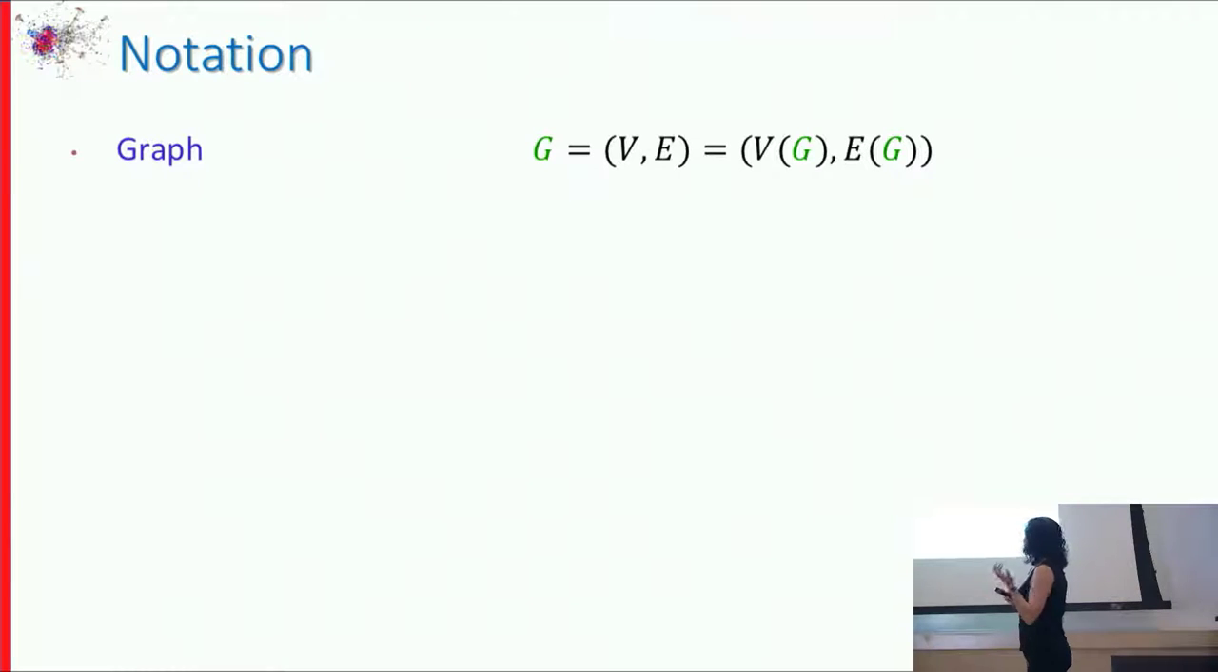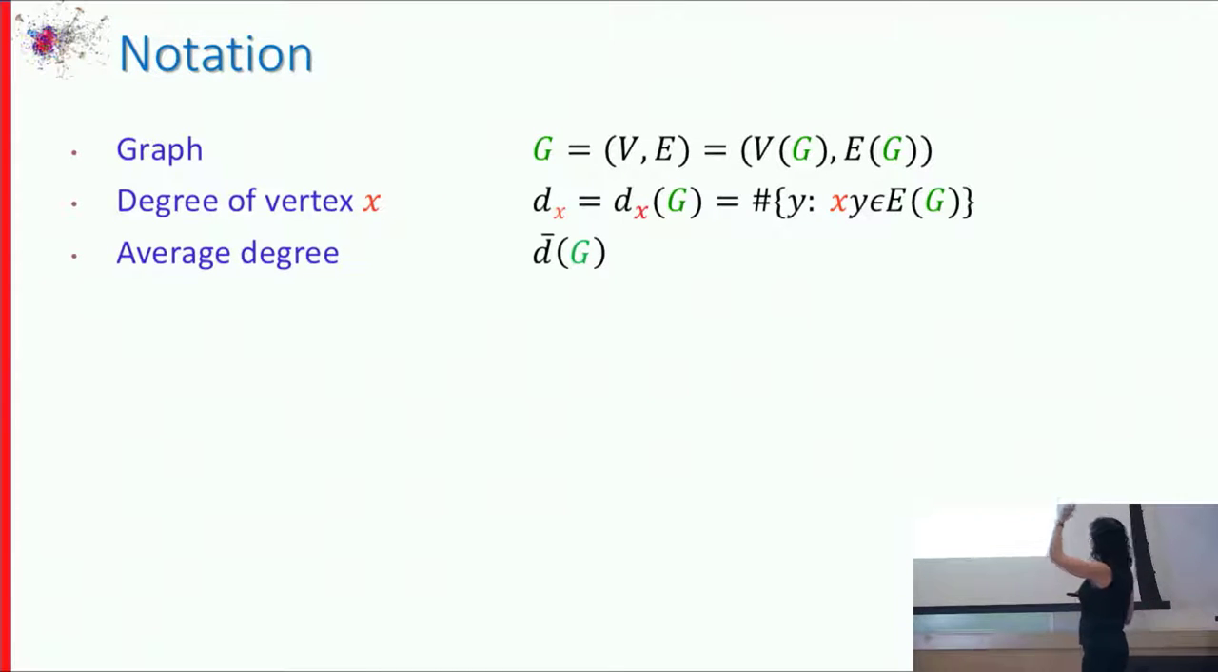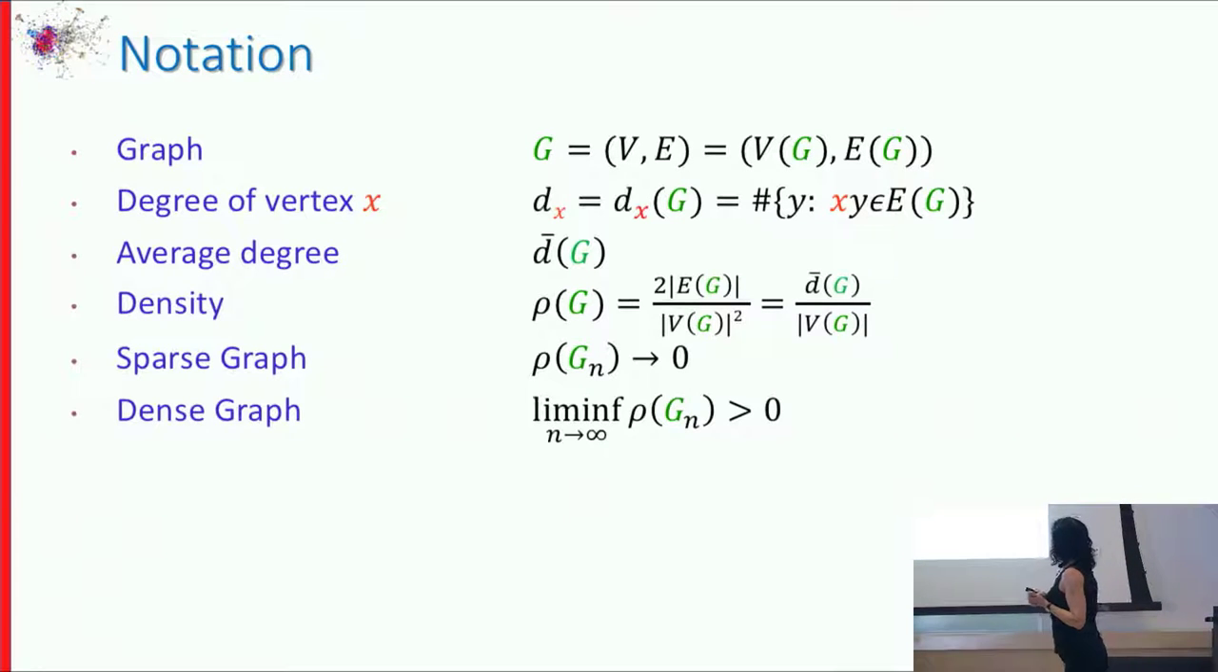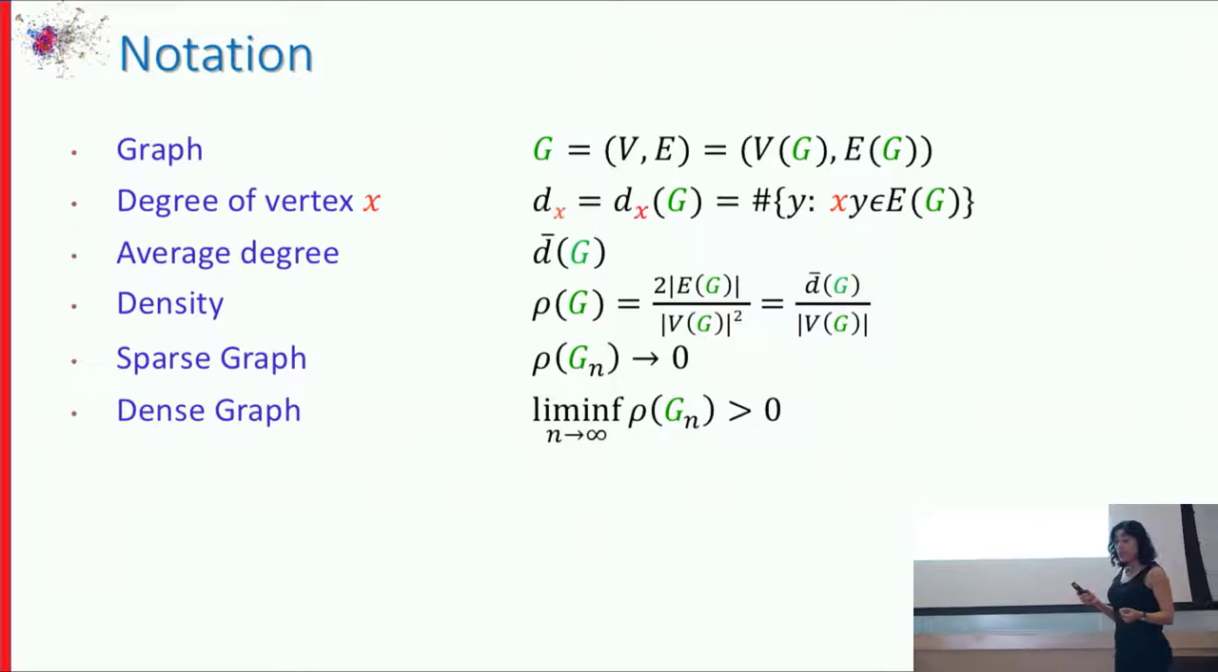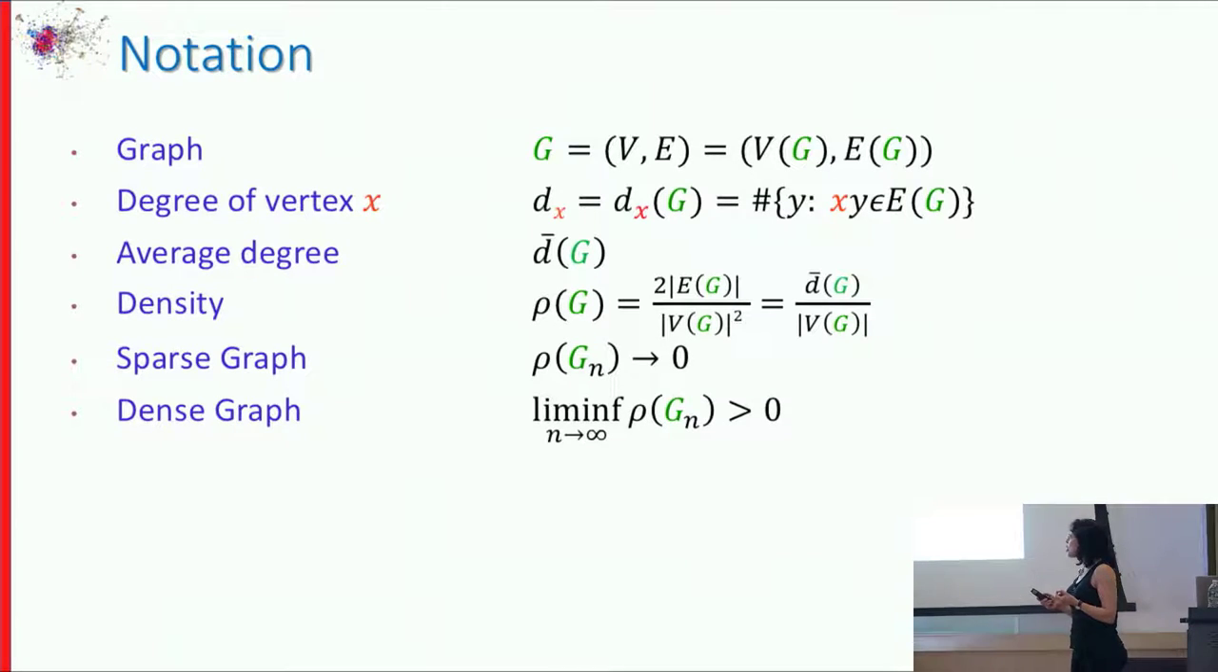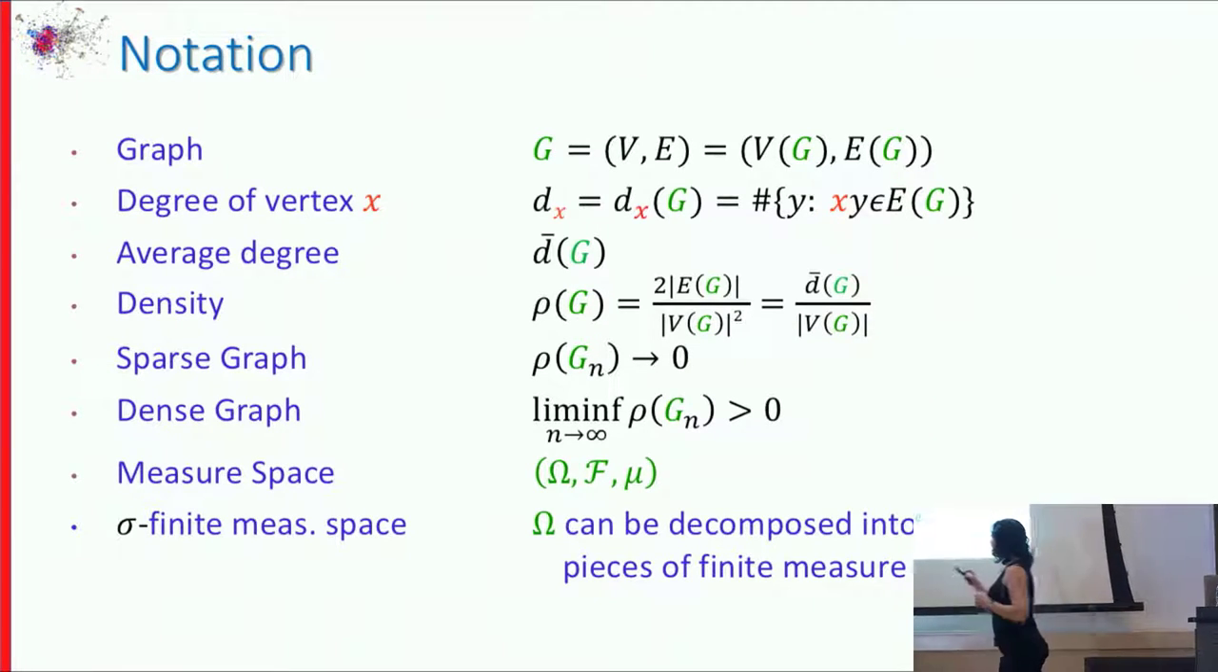Okay, so here's some notation. Graph is vertices and edges. The degree of a vertex, I mean, this is all pretty standard notation. The average degree of a vertex in a graph is d bar. And then I say that a graph is sparse if that density goes to zero. So if I have n vertices, if I have little o of n squared edges, then it's going to be a sparse graph. And if some positive fraction of sites are connected to all other sites, or, you know, if I am connected with positive probability to a fraction of all the other sites, then it's a dense graph. And then we have measure spaces and don't really worry about those too much.